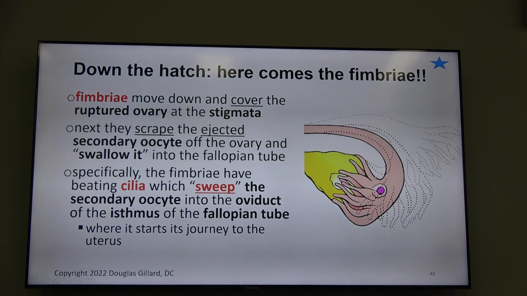So is it possible that this egg could get loose and escape these fimbriae? Yeah. Have you heard of an ectopic pregnancy? We'll look at the different types of ectopic pregnancy. If the fimbriae miss, this thing could be floating around out here in the pelvic cavity. It could stick on the ovary. It could stick on the internal abdominal wall. So it's possible. It doesn't happen that often.